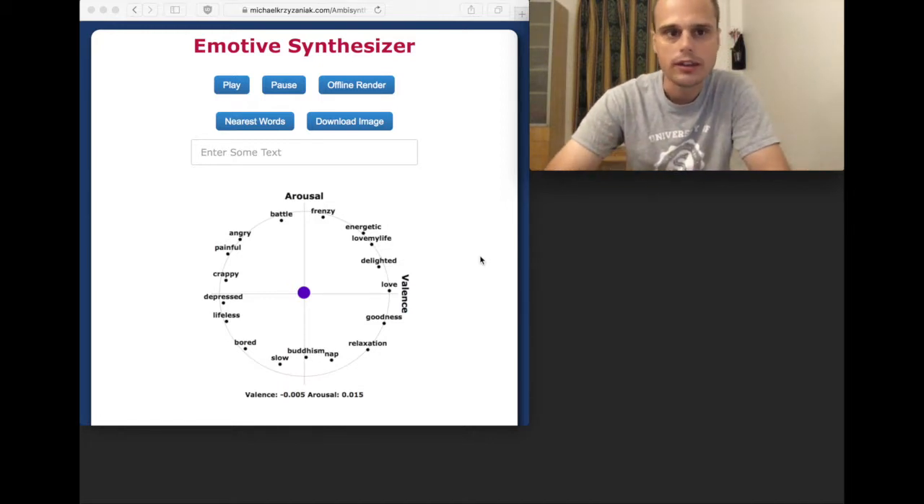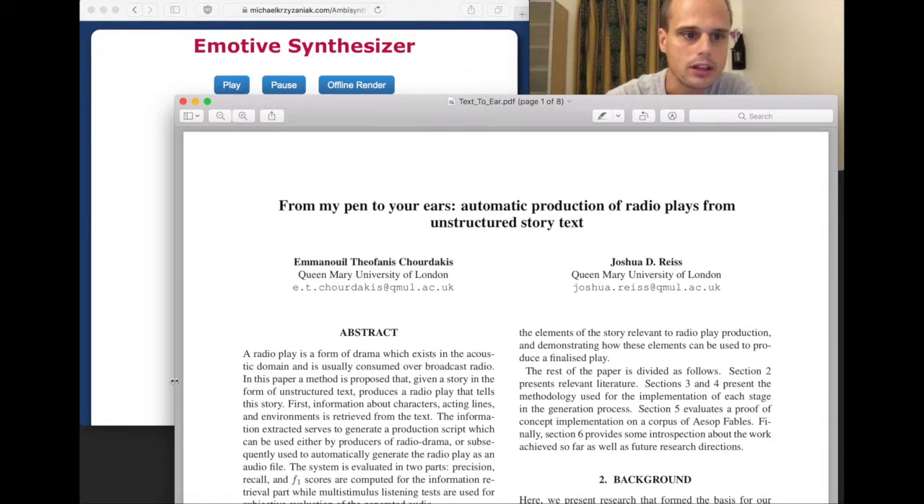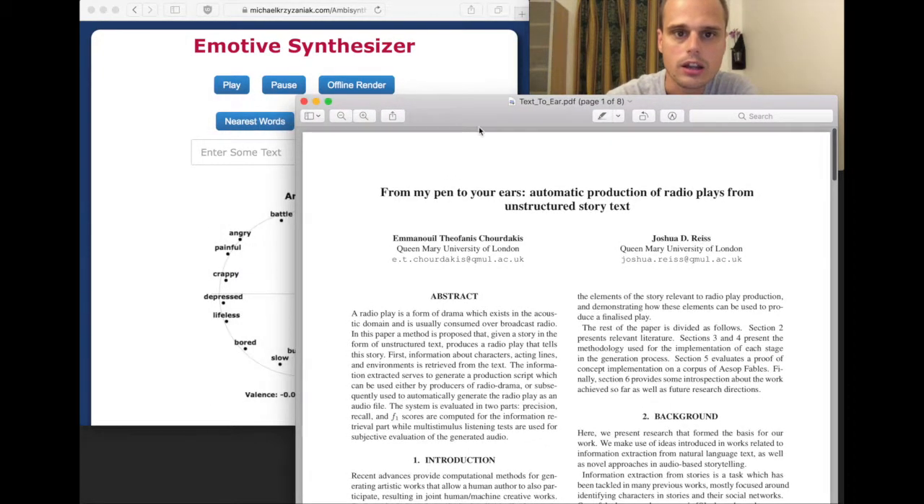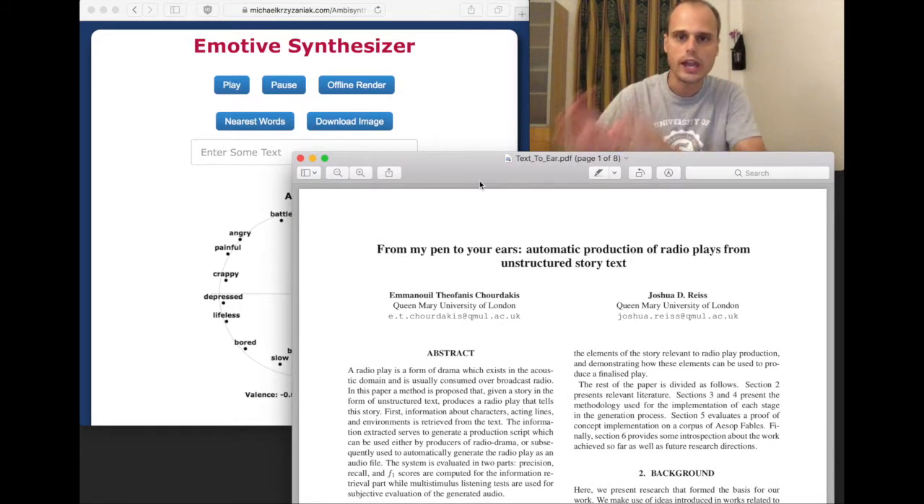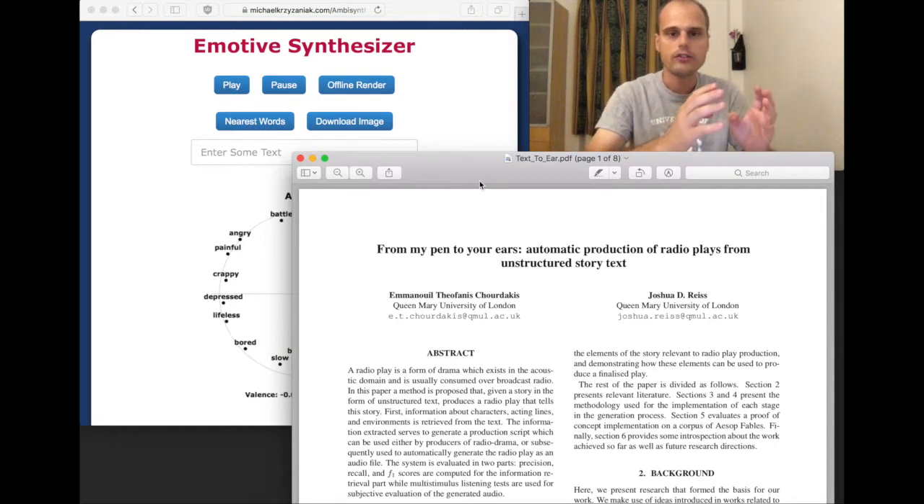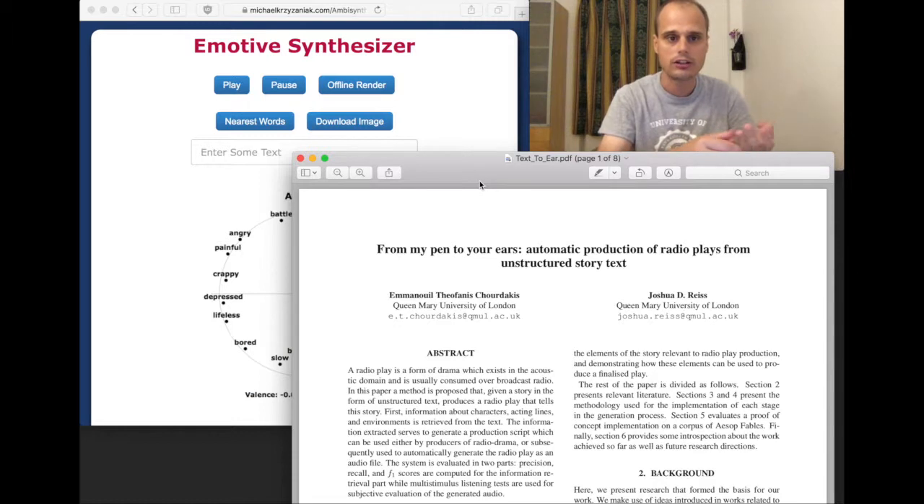So the backstory to this is that I had become interested in the work that was done in this paper. So basically what they're doing here is trying to take short stories and turn them into radio plays. So if you have a piece of text, they've written algorithms that will search through and try to figure out how many characters there are and which characters are speaking which lines of text. And they also try to figure out what are the genders of the different characters and maybe approximately what age they are and what their voice should sound like.